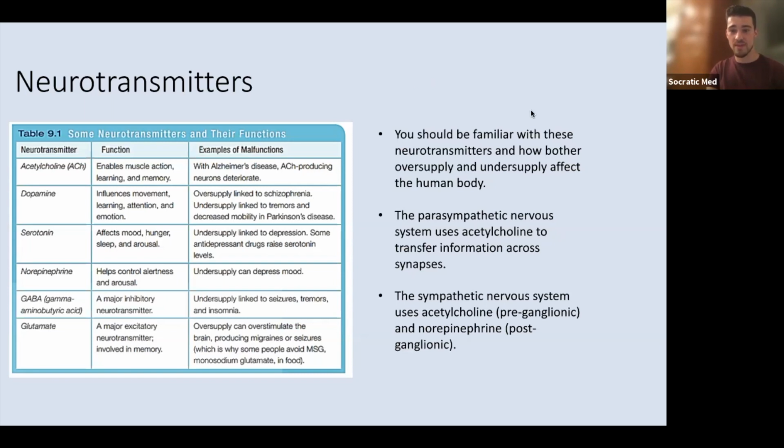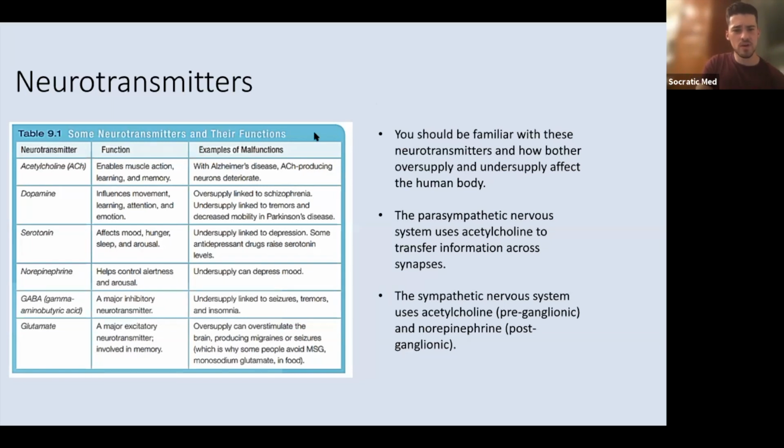The parasympathetic nervous system uses acetylcholine to transfer information across synapses. So keep that in mind. The parasympathetic nervous system, which we will talk about in a couple of slides, is a division of the autonomic nervous system. It uses acetylcholine basically exclusively as a neurotransmitter. And the sympathetic nervous system uses acetylcholine as well for preganglionic neurons and norepinephrine for postganglionic neurons. If you need a little refresher on what pre and postganglionic neurons are, we're going to go over that a little bit as well.